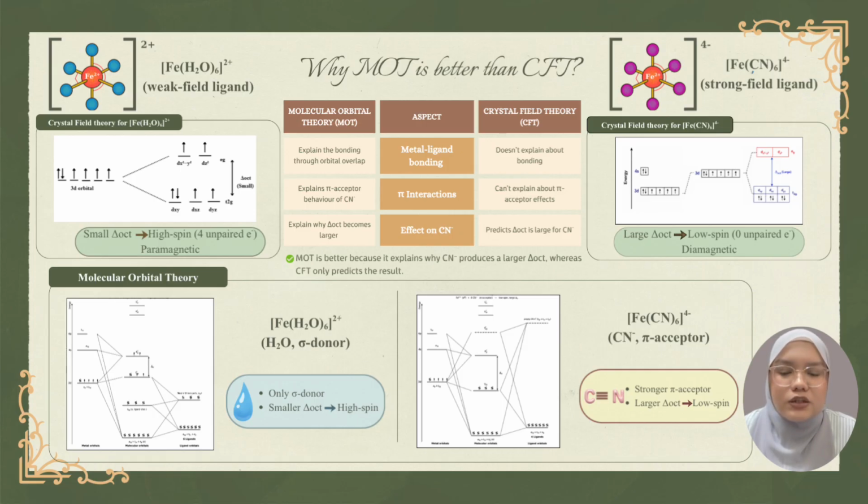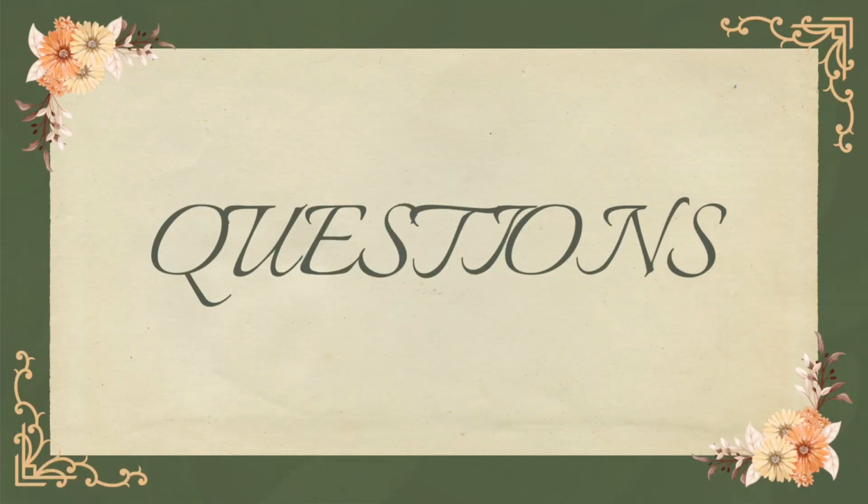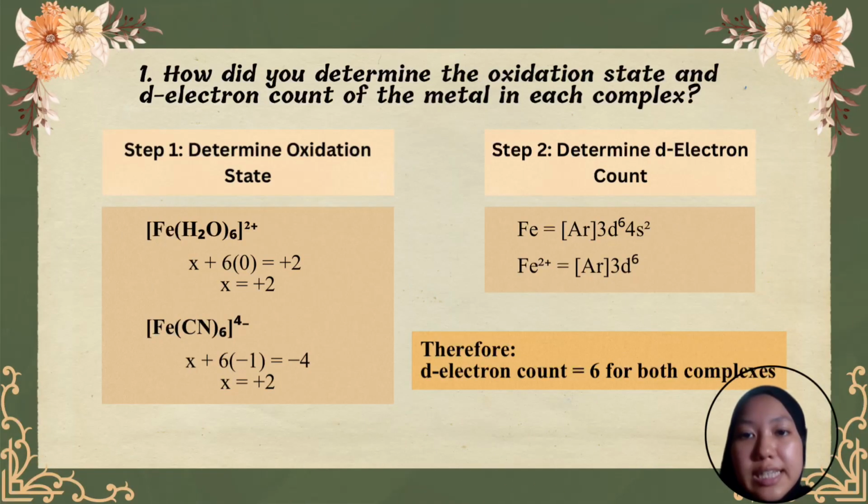In contrast, H2O mainly acts only as a sigma donor and doesn't have a significant pi acceptor effect. Therefore, delta remains smaller, giving rise to the high spin configuration. To determine the oxidation state, we use the overall charge of the complex together with the charges of the ligands. For the hexa-aqua iron ion, water is a neutral ligand, so iron must have an oxidation state of +2 to produce the overall +2 charge.